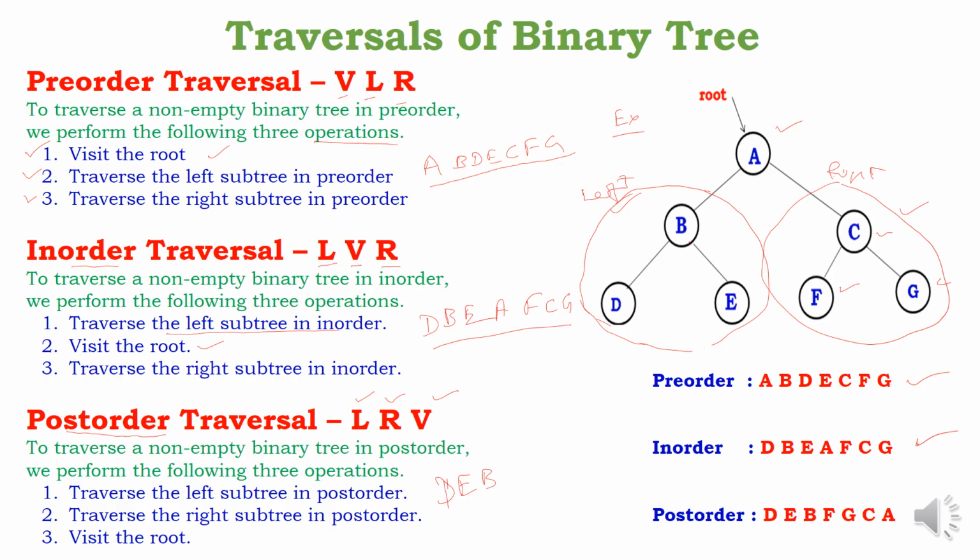Post order means left, right, root. F G C. Then root node A. D E B F G C A. Post order. In this way, we can traverse a binary tree in inorder, preorder, and post order.